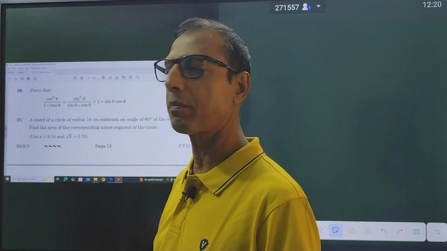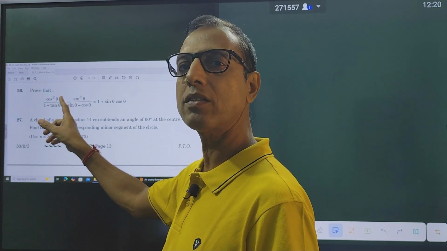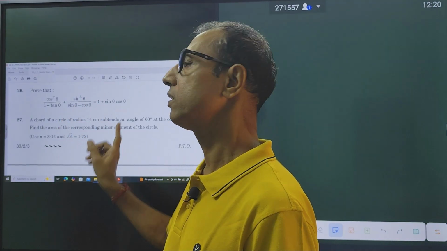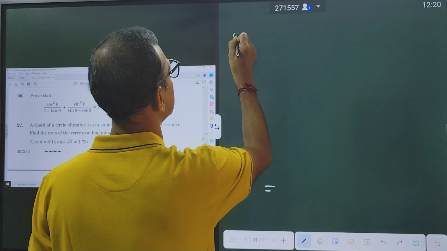So in the numerator part it will be 1 plus sin theta cos theta. That is it. Right hand side proved.